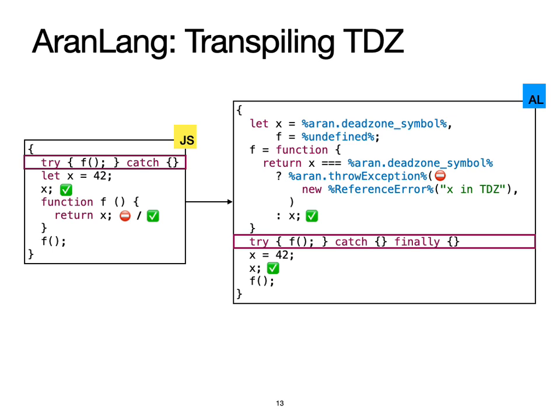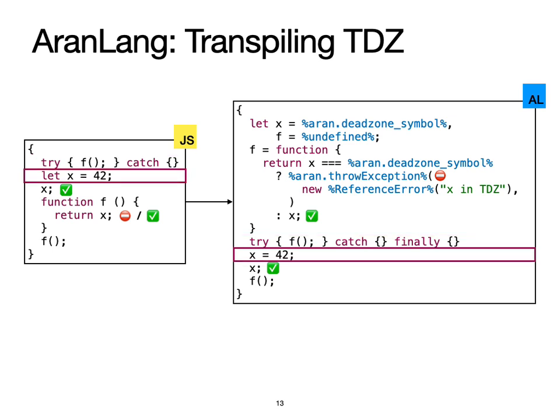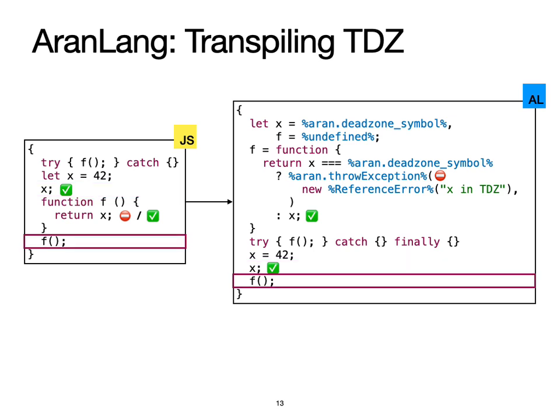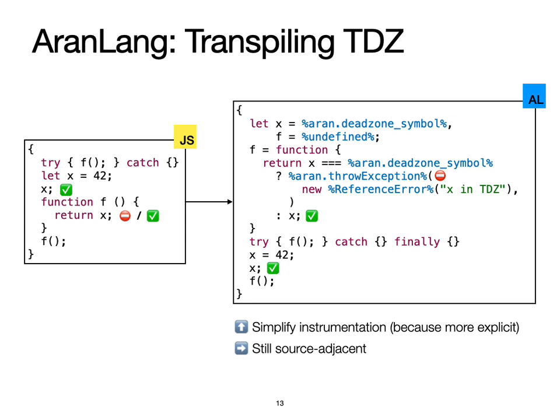Here, f is invoked normally. The initialization of x becomes a regular write. And here, the dead zone check has been bypassed, which requires static analysis. Finally, f is invoked again normally. I want to make two remarks about this AranLang code. First, we can look at it as being a more explicit version of the original JavaScript code. Making explicit the implicit semantics of JavaScript is a recurring theme of my transpilation. Second, it still resembles the original JavaScript code, and this protects the source adjacency of my framework.